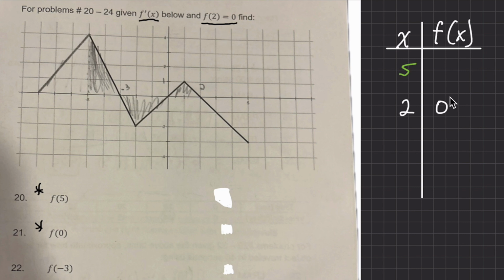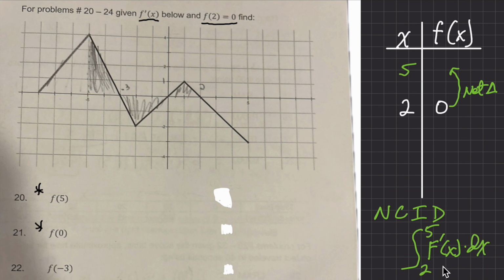Okay, folks, the way we're going to get f of 5 is we're going to find the net change between x equals 2 and x equals 5. And whatever that net change is, we're going to add that to the y value at x equals 2, which is 0. Okay, how do we get net change in calculus? The way I remember this is that net change is the integral of the derivative. North Carolina is delightful. Net change is the integral of the derivative. So if we take the integral of f prime of x from x equals 2 to x equals 5, that would give us the net change.